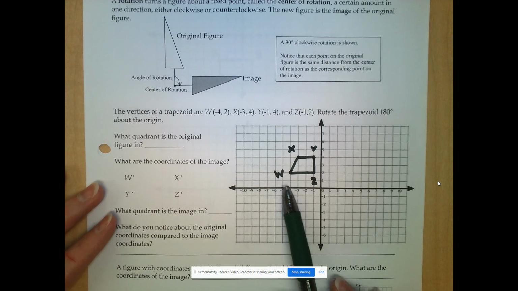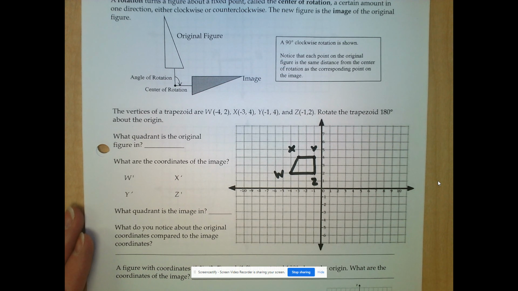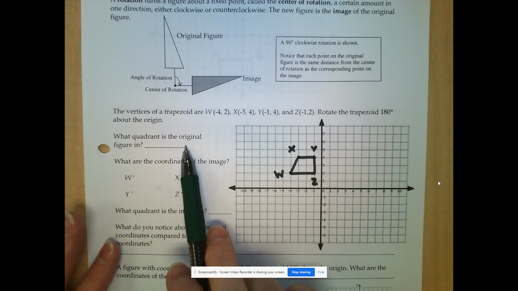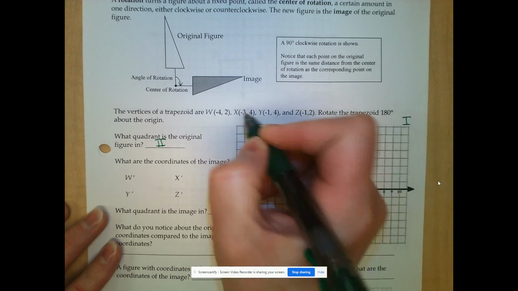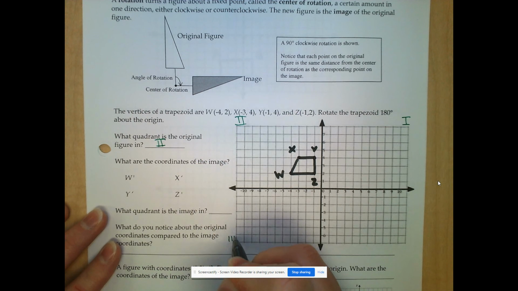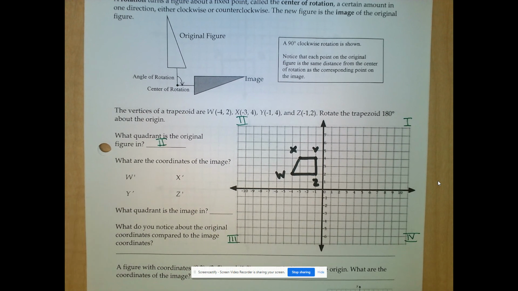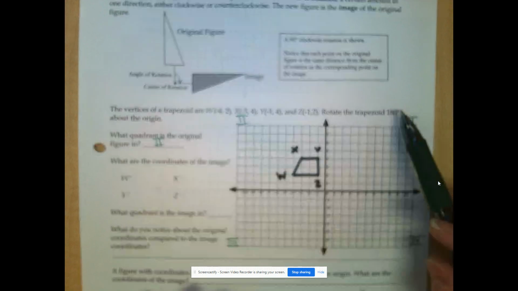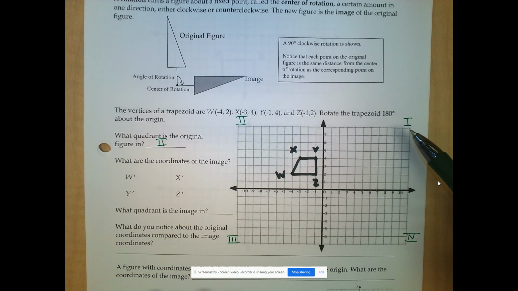So here we have the vertices of a trapezoid, and this is our original figure. Notice no tick marks for the prime symbol. We're going to rotate this trapezoid 180 degrees about the origin. So right now, the original figure is in quadrant 2. This is quadrant 1, 2, 3, and 4. And we want to predict where this is going to end up. We're going to go 180 degrees, which notice it doesn't say clockwise or counterclockwise because it doesn't matter.